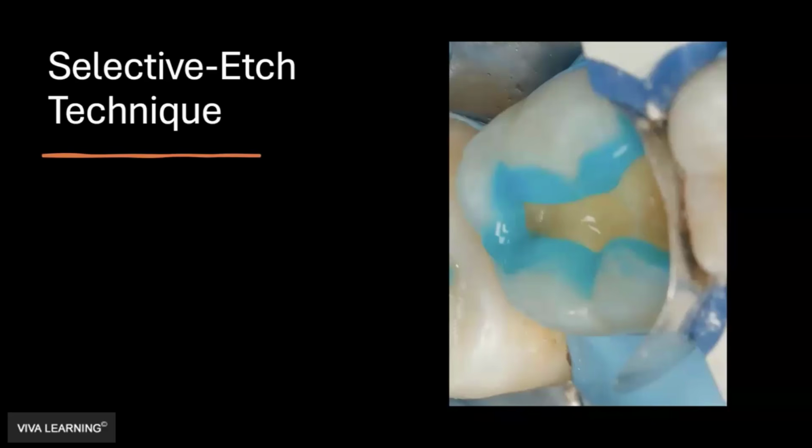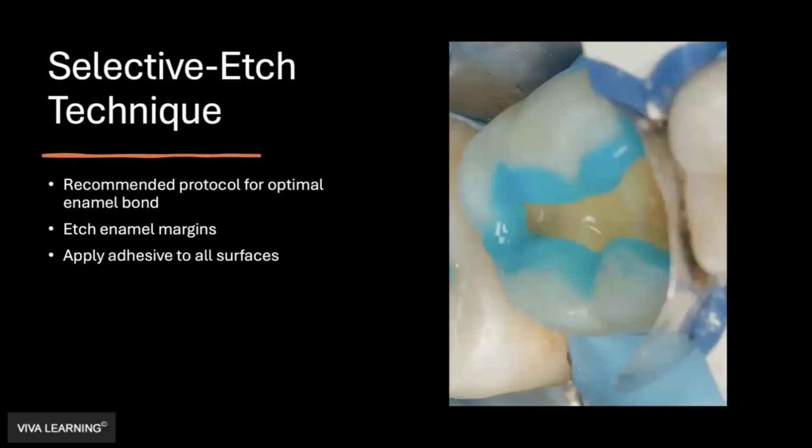When I do selective etching, pretty much what I do is I only etch the enamel. No dentin is etched, as you can see in this case right here. I only do etching on the enamel rim around the perforation. Why does selective etching matter? Well, it's the recommended protocol for optimal enamel bond. I don't know if you knew that, but the best way to bond to enamel is this right here, and it also provides a more reliable dentin sealing. When you etch the dentin, you're actually killing all those fibers there.